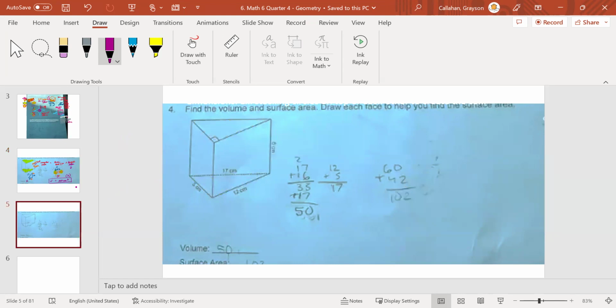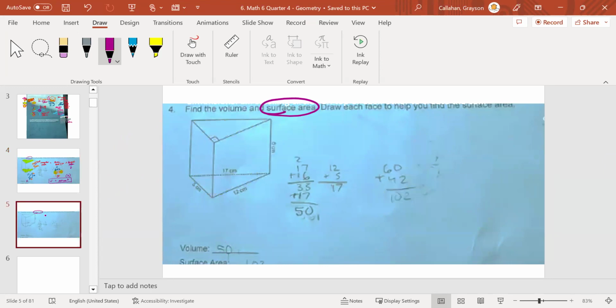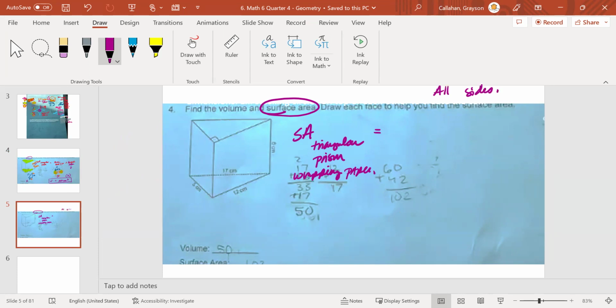Okay, next we need to find what? Surface area, right? The first one that we did, we found volume, correct? Next, we're going to do surface area of a triangular prism. You have to think about wrapping paper. You're going to wrap all the sides together, okay? So include all sides and faces.